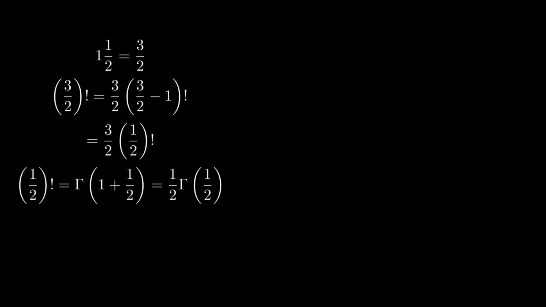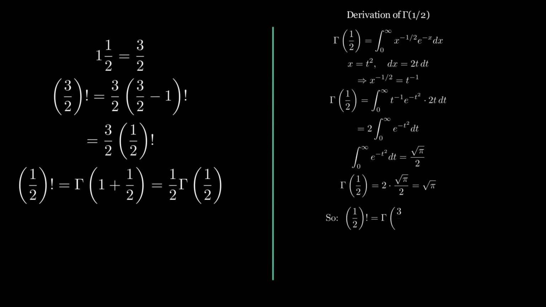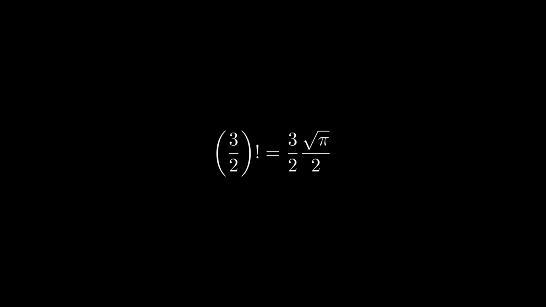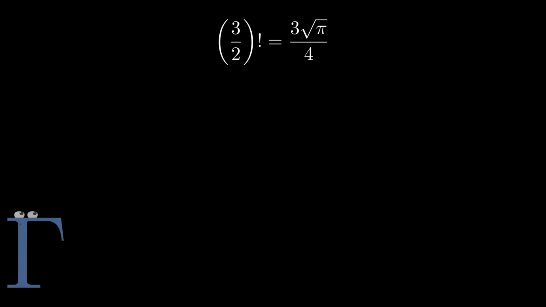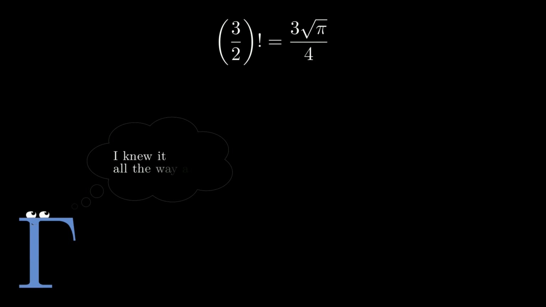Now, solving the integral, which of course isn't an easy task, but still just take a look at the method used, as it is not a regular integral where regular tricks work, and we find that the half factorial is root pi by 2. So our 3 by 2 factorial becomes 3 root pi by 4. And of course, no doubt that Gamma was the one who answered it.